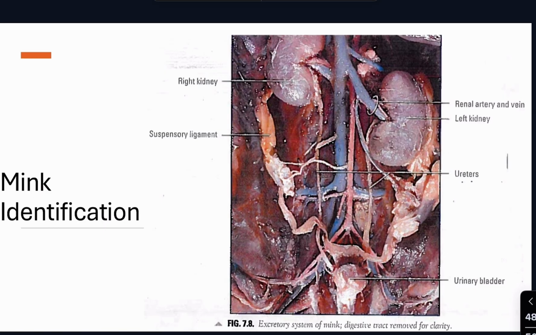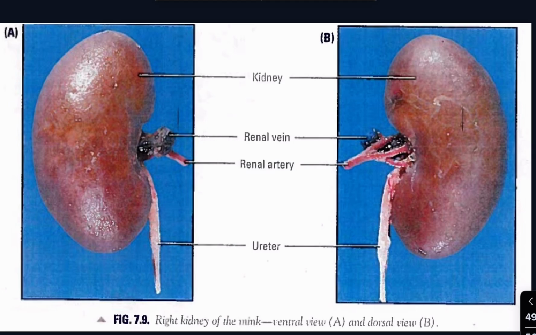So here's another look at the kidneys that have been isolated, right? They've been removed from the specimen itself, and we can get a much better look at the renal vein, the renal artery, and the ureters leaving the kidney. The veins leave the kidney and the renal arteries enter into the kidney, okay? So this should be a pretty good look at what we're talking about, okay?